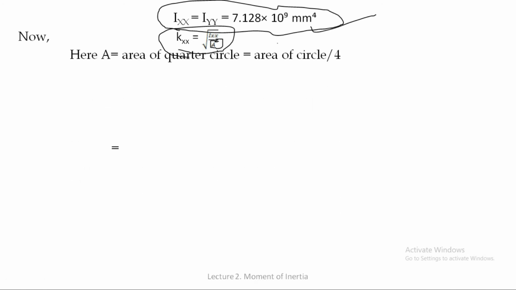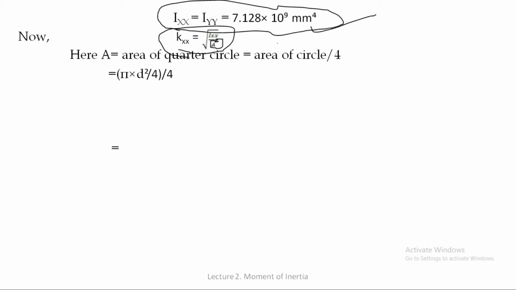So area of quarter circle will be area of 1/4 circle, or area of circle divided by 4. Okay, what is the formula for area of circle? It is equal to pi by 4 d square. When we divide this pi by 4 into d square by 4, what we will get? We will get the value of quarter circle.